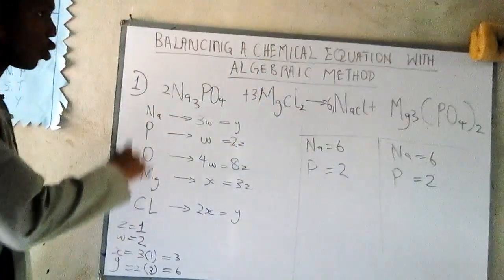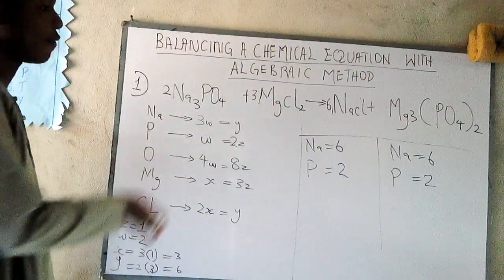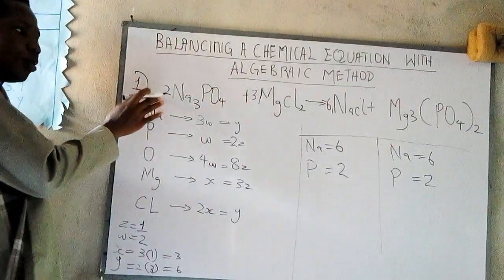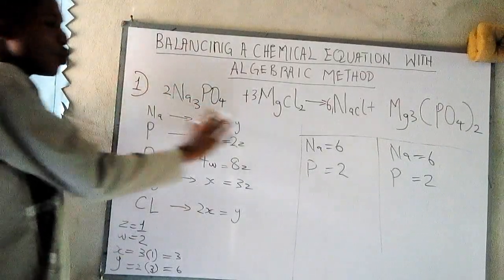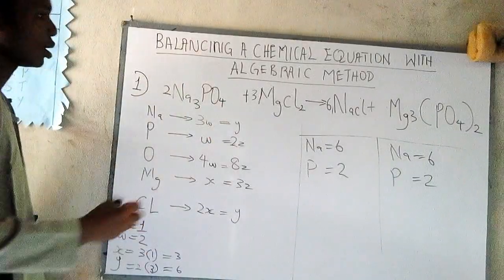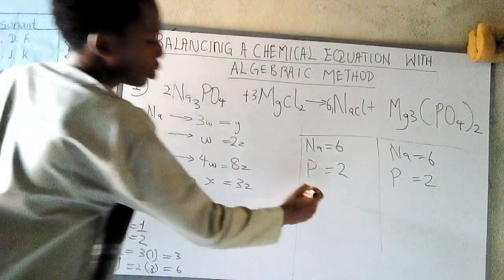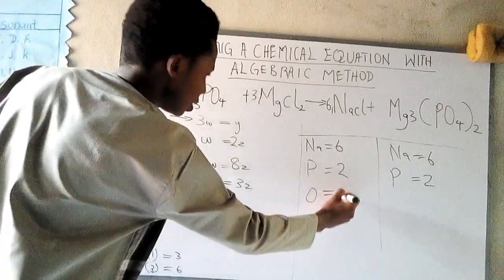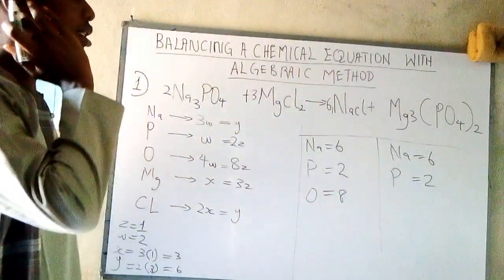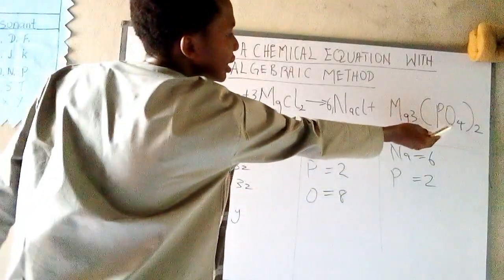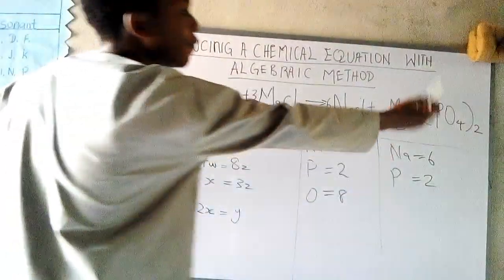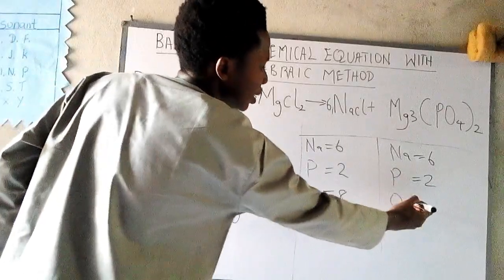So we now have phosphorus to be 2. Moving forward, oxygen. How many oxygen do we have? Originally we have 4 oxygen, but because of this number of mole here affecting the whole compound, 2 times this 4 will give us 8. So we have oxygen to be 8. Moving forward to that side, how many oxygen do we have? 4 oxygen in this compound affected by the bracket is now 4 times 2, which is also 8.